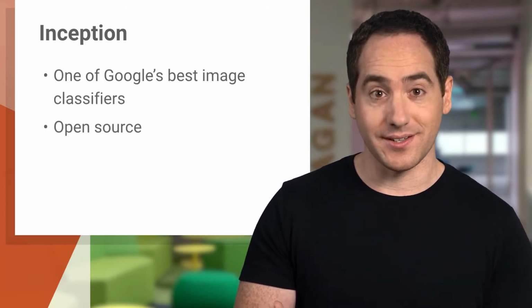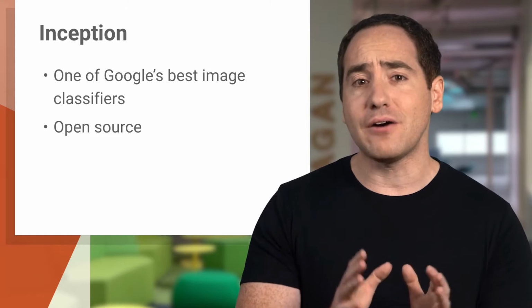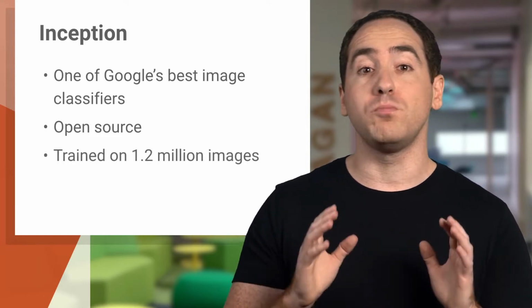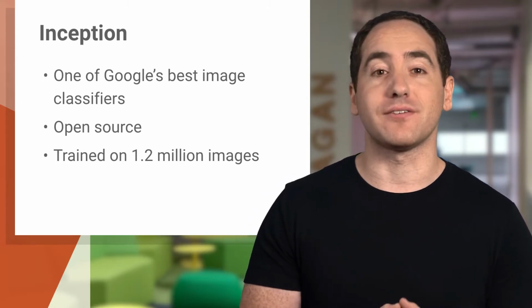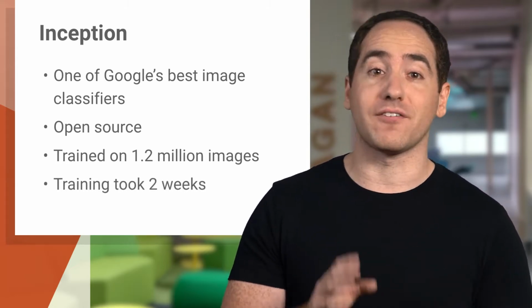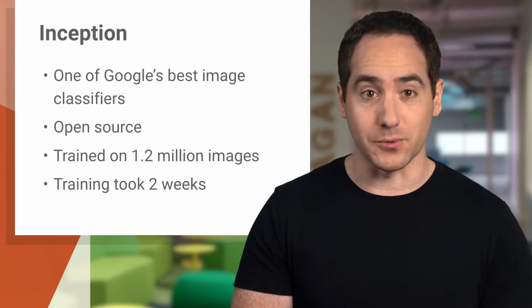Under the hood, TensorFlow Poets isn't actually training a classifier from scratch. Instead, it's starting with an existing classifier called Inception. And Inception is one of Google's best image classifiers, and it's open source. Whereas we have just a couple thousand images in our training data, Inception was trained on 1.2 million images from 1,000 different categories. Training Inception took about 2 weeks on a fast desktop with 8 GPUs.